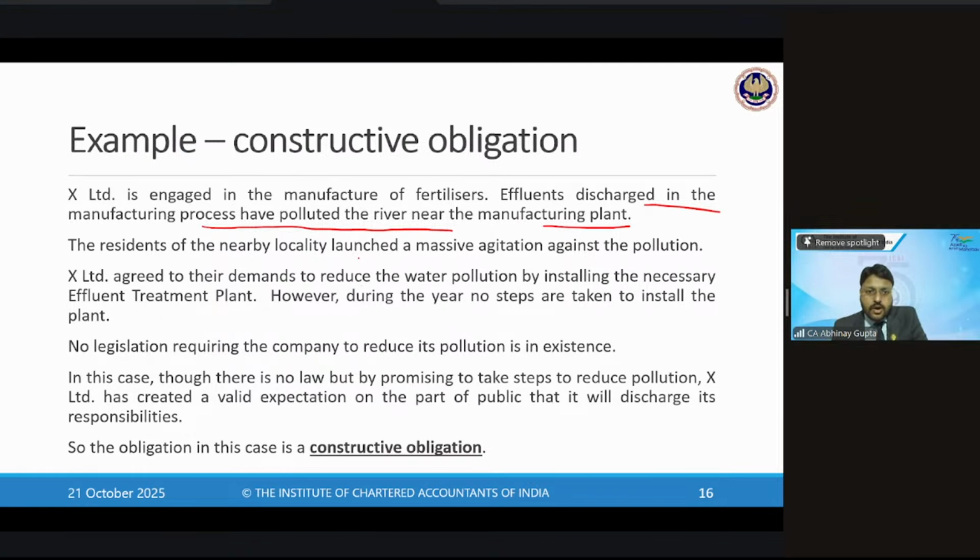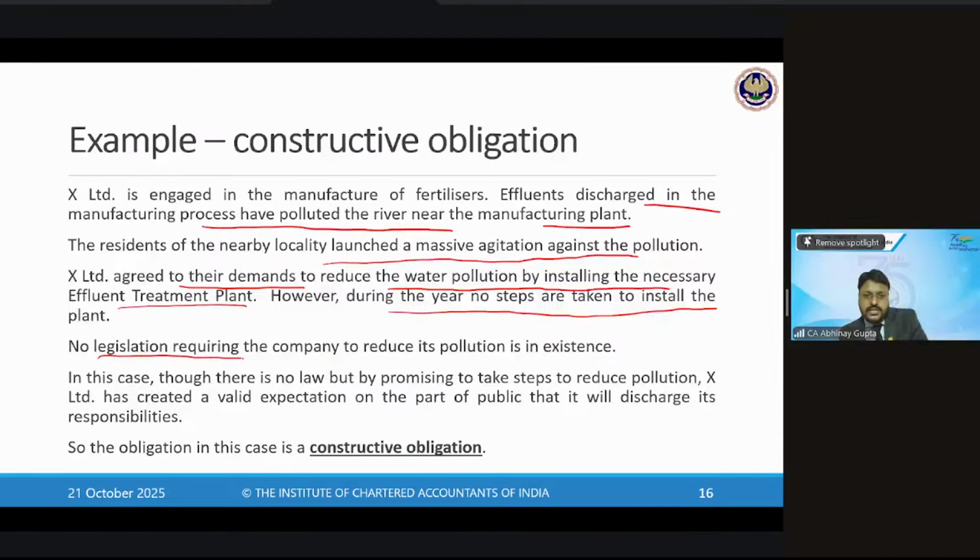The residents of the nearby locality launched a massive agitation against the pollution. The company is dumping the leftovers of a fertilizer into the nearby river, and the people residing in that area are doing a massive agitation against the company, right? X Limited agreed to their demands to reduce the water pollution by installing the necessary effluent treatment plant. However, during the year, no steps are taken to install the plant.